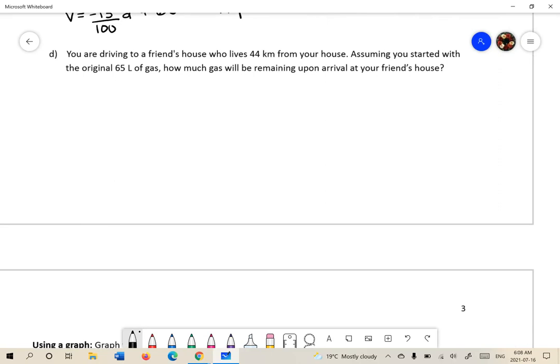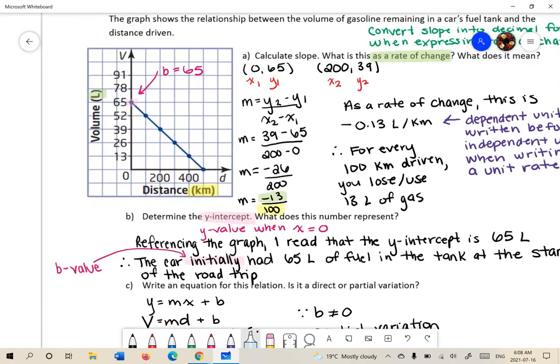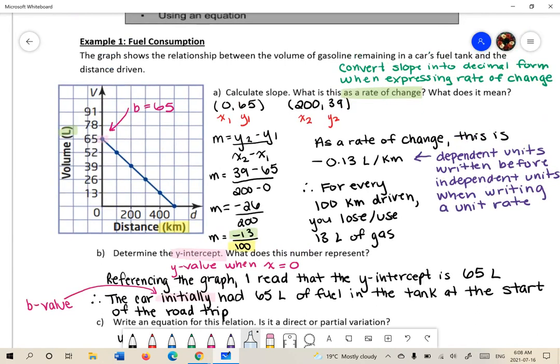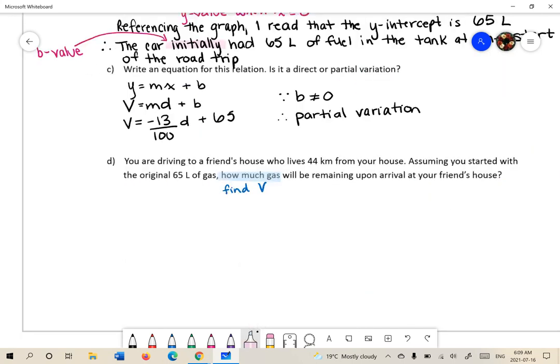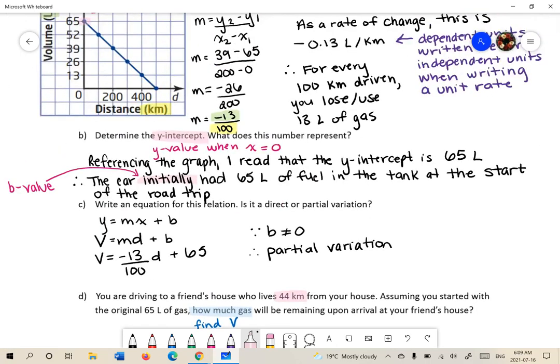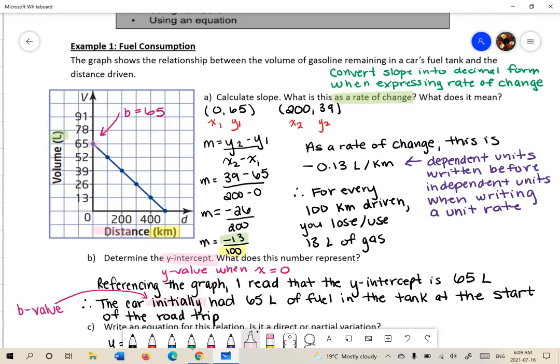You are driving to a friend's house who lives 44 kilometers from your house. Assuming you started with the original 65 liters of gas, how much gas will be remaining upon arrival at your house? How much gas? That's what we're trying to find. Referencing our graph again, how much gas? That is our volume, or our dependent variable. And it tells us that we drove 44 kilometers, which is our distance, or our independent value.